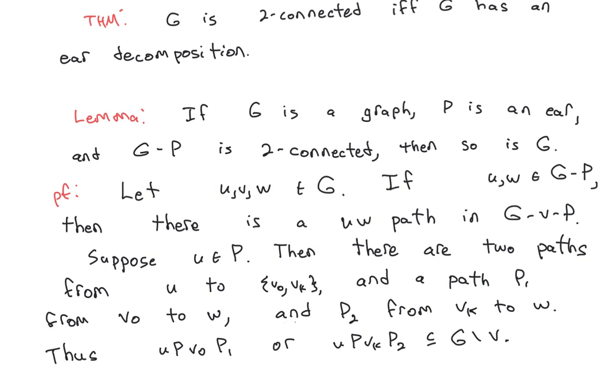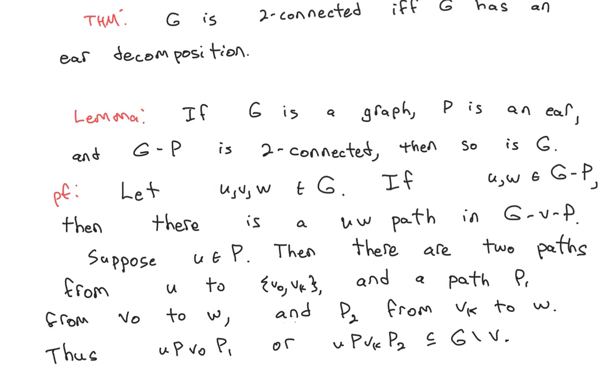All right, so now we know at least one of the vertices U or W has to be on the path. Without loss of generality, let's assume it is U. There are two different directions you can go on the path. Particularly, there's a way to get from U to V0, and there's a way to get from U to Vk, which are the ends of the path. Since G minus P is two connected, you should be able to find a path P1 from V0 to W and a path P2 from Vk to W.